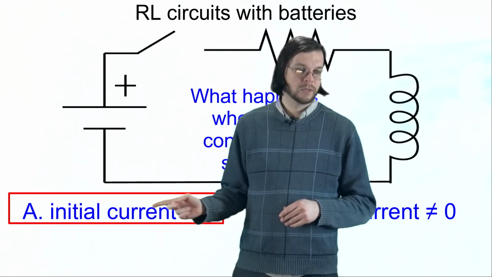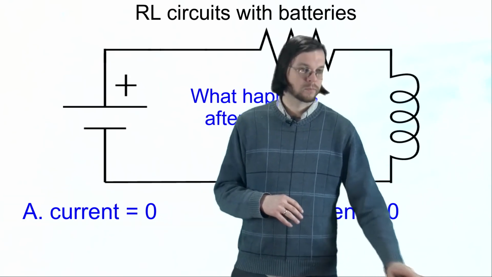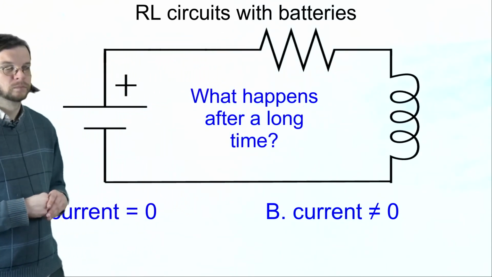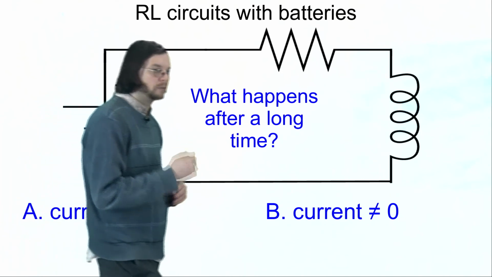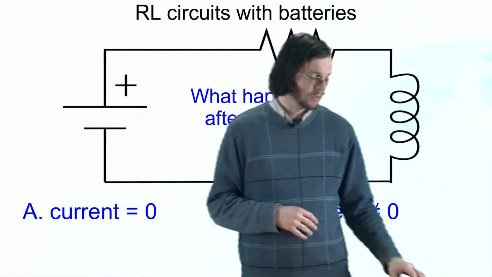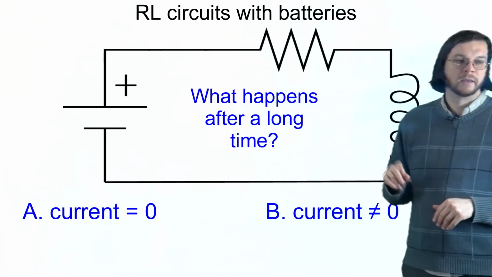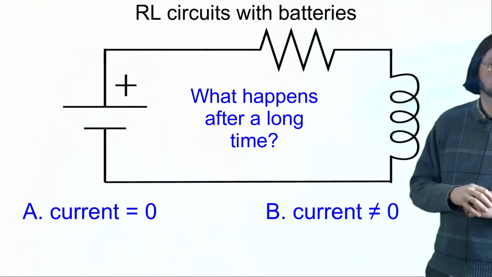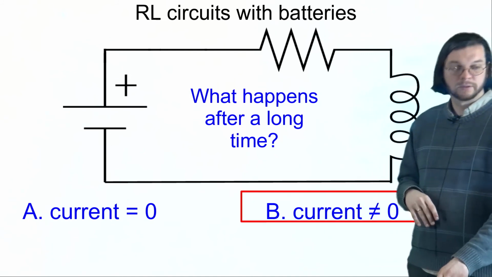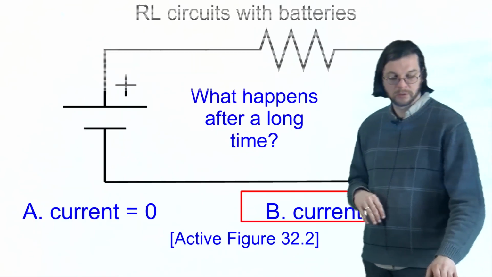And so initially the current will be 0, but after a long time, what happens after a long time? Well, after a long time, yeah, you can have a steady current through this thing. It's not a problem. Eventually that current steadies out, reaches a steady state, and so there's actually no potential difference across this thing because di dt is 0. And so you'd have non-zero current. So this is just a good review. So it's good to review those things.